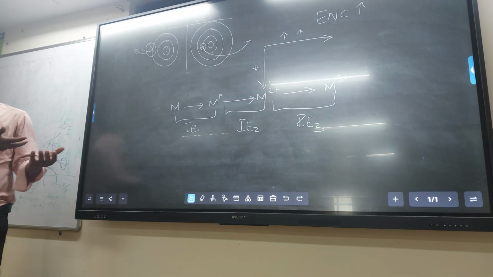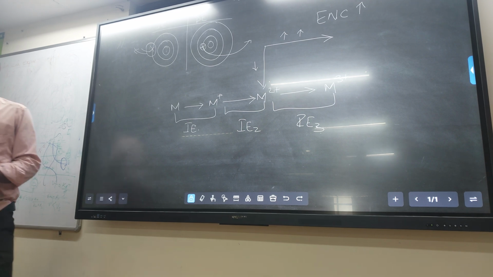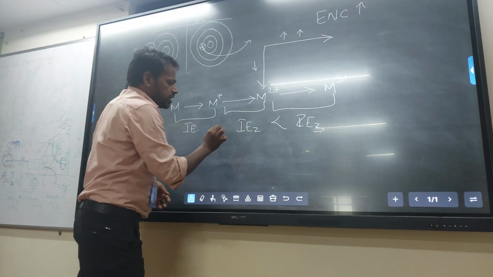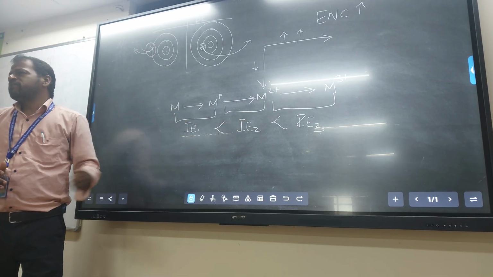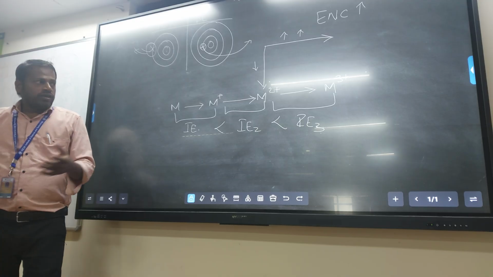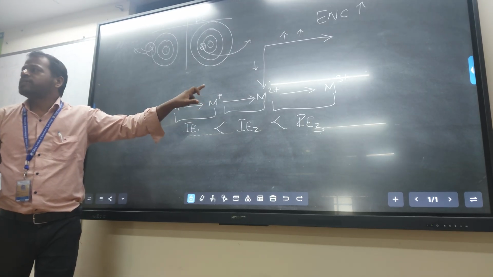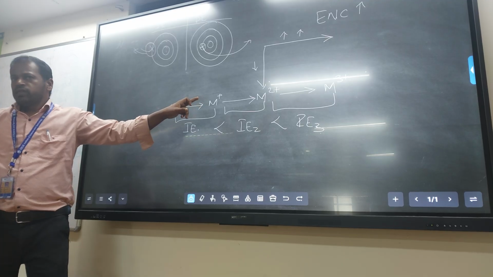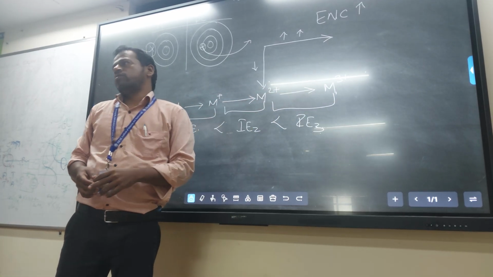You arrange the increasing order. Which one is more, IE1 or IE3? IE3 is more, yes, than IE2. IE2 is more than IE1 because if you remove one electron, here more nucleus, less electron. You think about here, more nucleus, less electron.